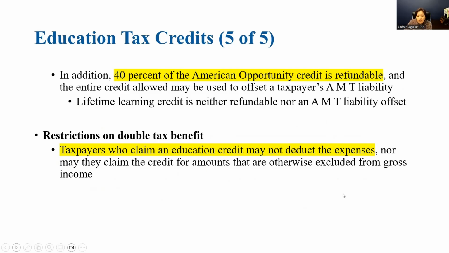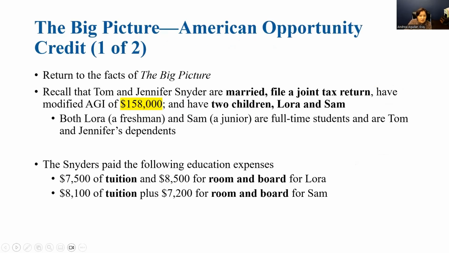Also, another important piece of information that you need to keep in mind is that 40% of the American Opportunity Credit is refundable. What does that mean? $1,000 of the American Opportunity Tax Credit is refundable, and then the other part is non-refundable. The lifetime learning credit is not refundable. And we already mentioned that you cannot claim both tax credits together in one single year.